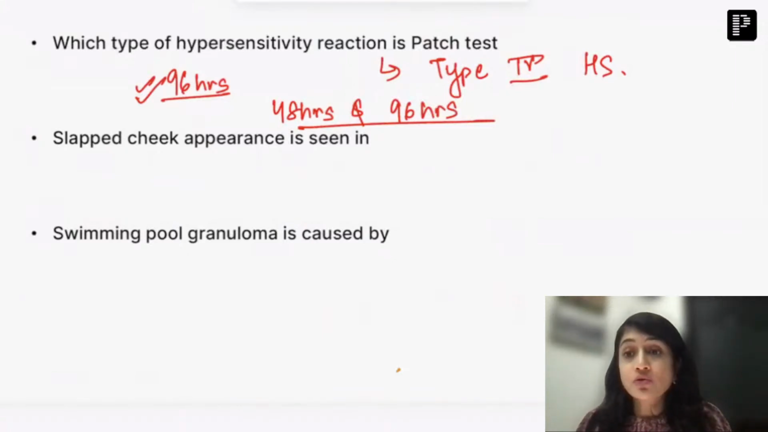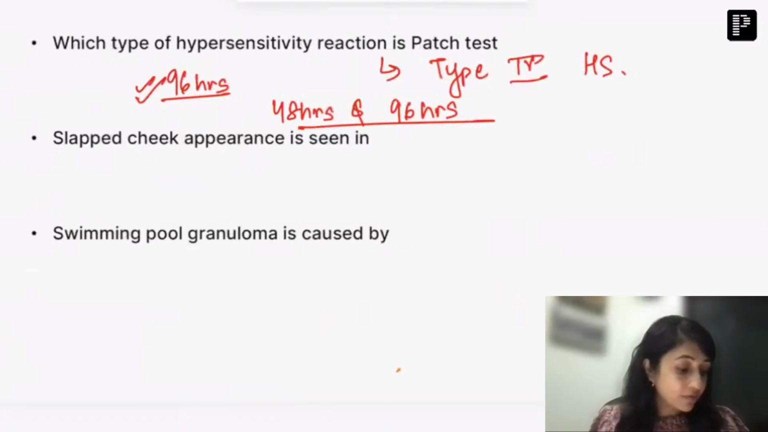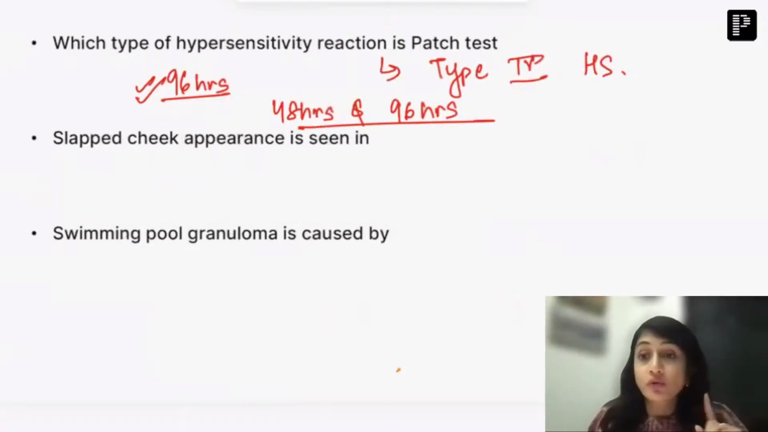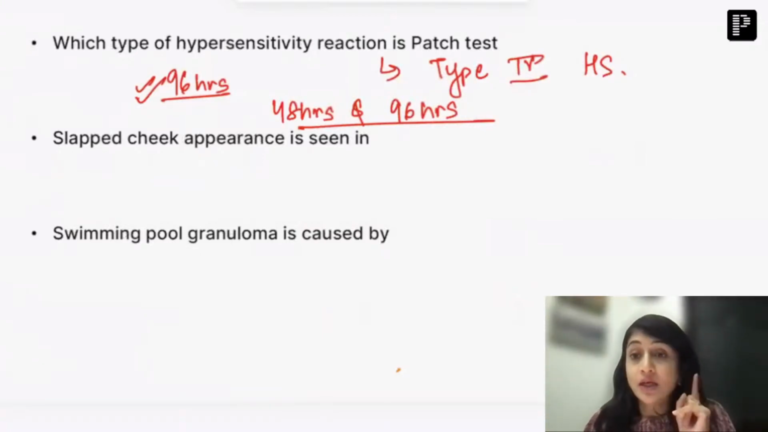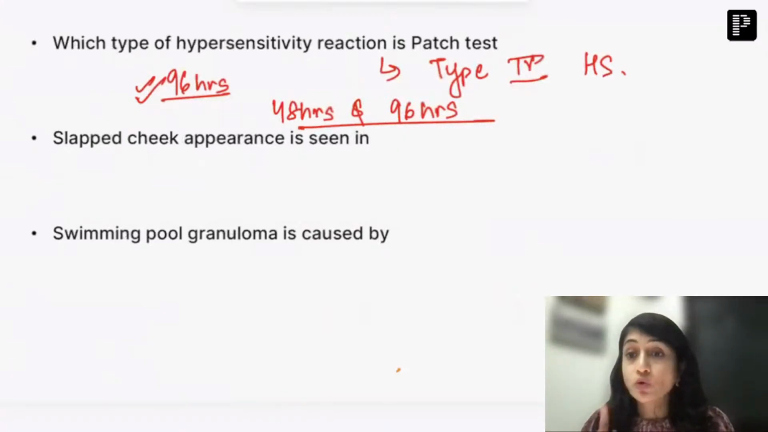Patch test is a test which is done to identify the allergens in contact allergic dermatitis. It is done on back of a patient and it is a type 4 hypersensitivity reaction. So if you have to give one best answer, it should be 96 hours. However, if in the question they've mentioned 48 and 96 hours, then you would give this as answer. Here, it would not be 48 hours if 96 hours is there in the option. Most commonly, we read it at 48 hours, but we can miss delayed reactors if we do not reread the patch test at 96 hours.